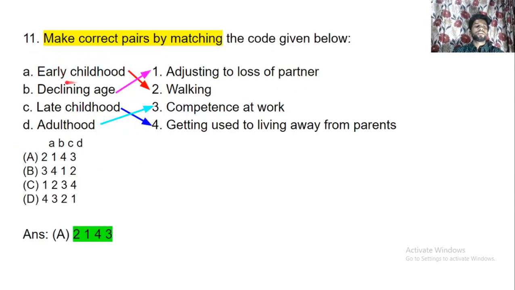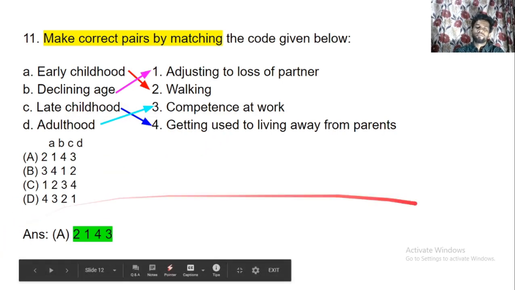Now match the following. Early childhood is working time, declining age is adjusting to loss of partner. Yes, this is declining age, meaning death of husband or death of wife, so it is called loss of partner. Late childhood is getting used to living away from parents. Yes, late childhood is the time when we go away and live away from our parents.